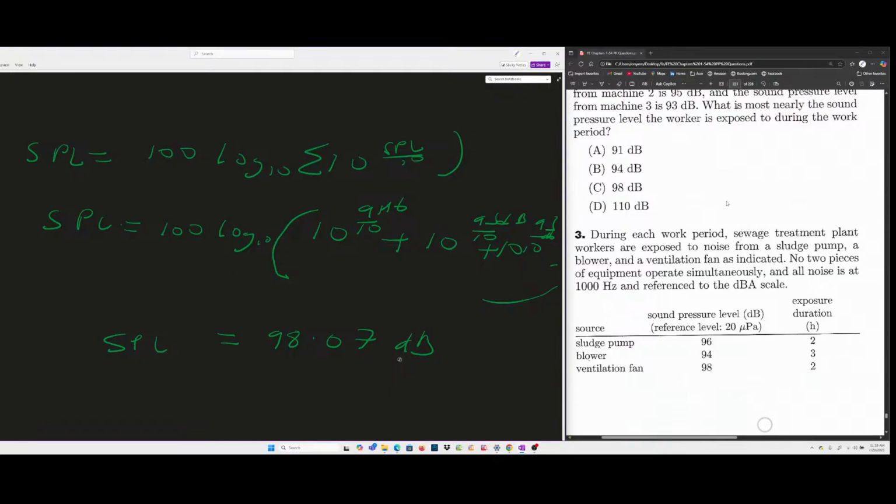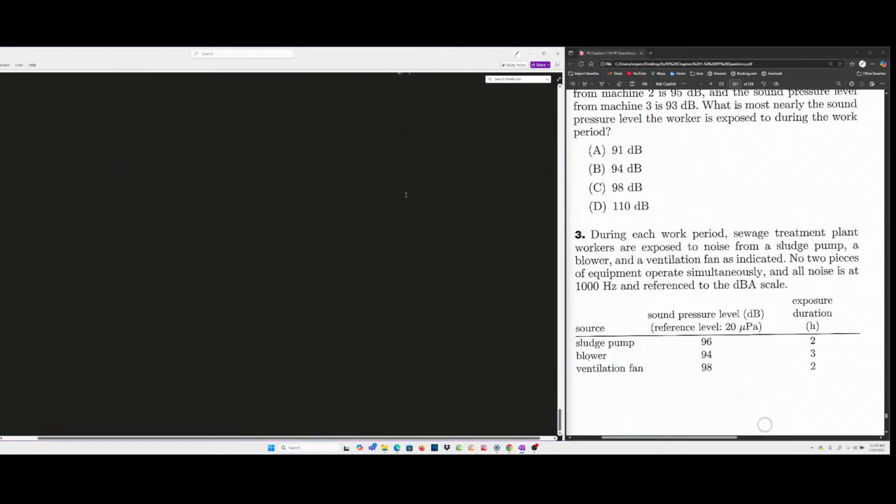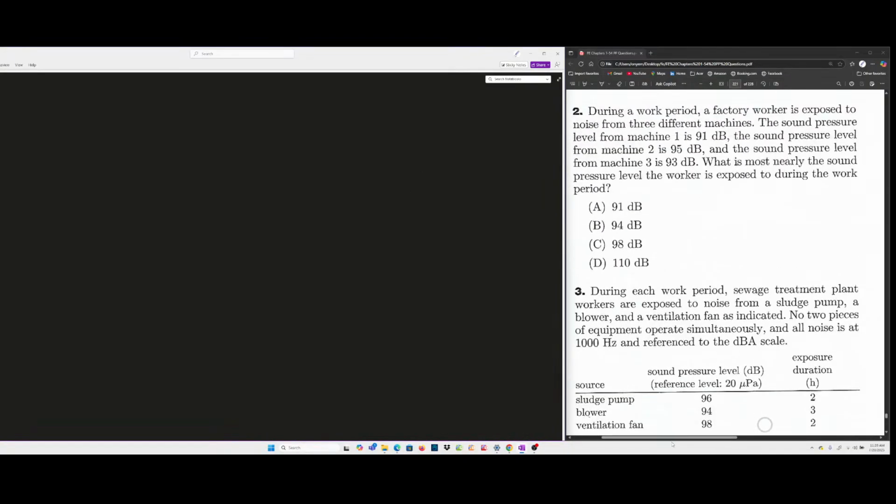This is the last question before I take a break and come back for the next marathon. In this question we have: during each walk through the sewage treatment plant, the workers are exposed to the noise from the sludge pump, a blower, and a ventilation fan. No two pieces of equipment operate simultaneously, and all noise is at 100 hertz, rated on the dBA scale, and we're trying to solve what they are trying to make us solve.